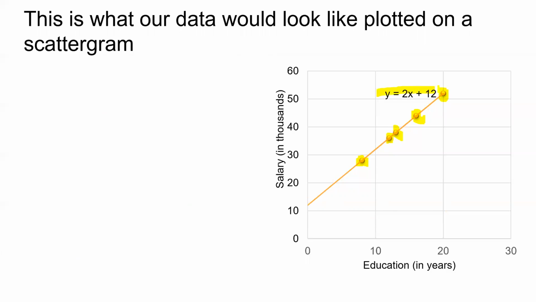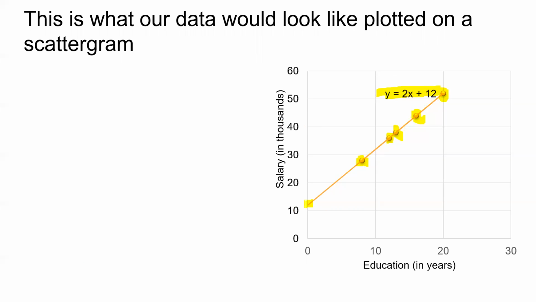And so this is the formula for our line. Y is equal to 2x plus 12, or 12 plus 2x. This has it reversed. On Excel, it puts the A value at the end. Okay, so this is our equation, and this is what our line looks like.